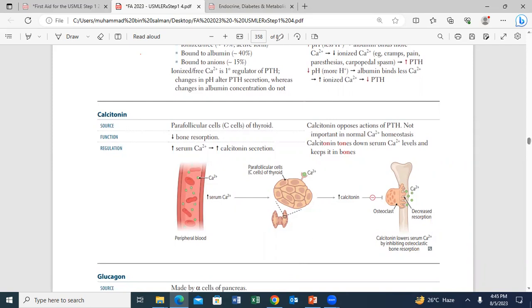This was all about the calcium regulation. In the next video, we will discuss glucagon, insulin, and somewhat the glucose regulation.